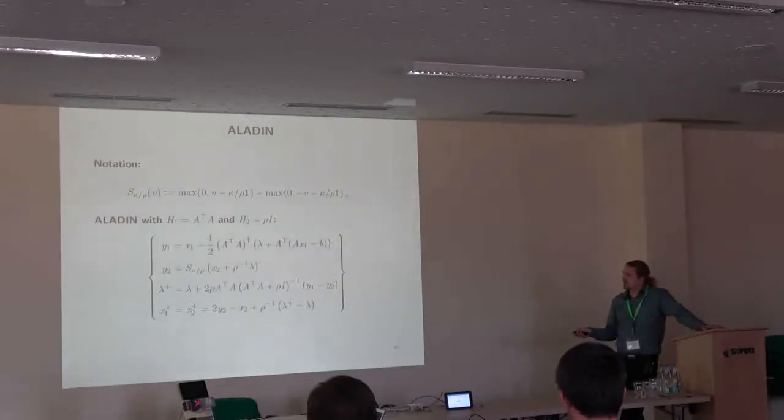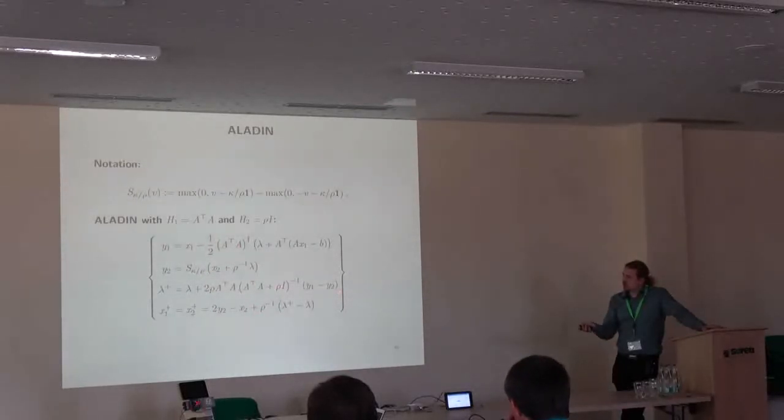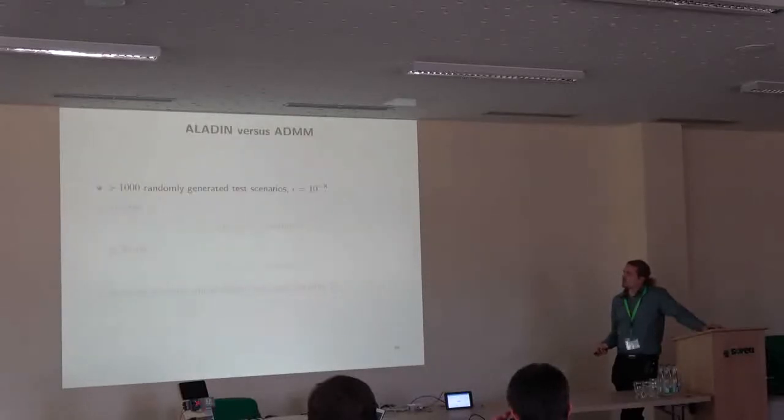So if we do this with Aladin, we get one line of code more that we needed in order to implement this. But it turns out the matrices here repeat. So once we have computed this inverse, they can be reused all the time. So all the linear algebra can be prepared. So the iteration cost is almost the same as ADMM, and we run these 2 algorithms in competition to each other.